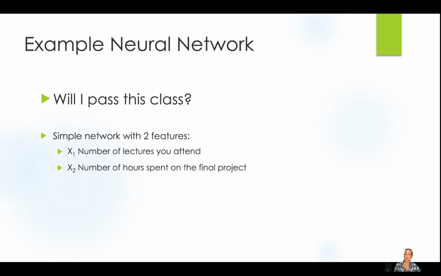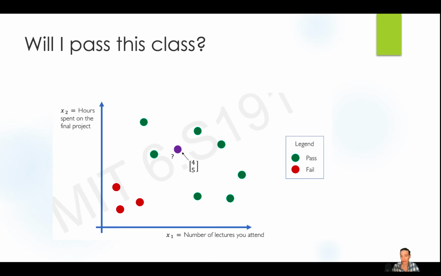So here's an example. Let's go through the calculation. Let's take a simple neural network with 2 features. Will I pass this class? It depends on the number of lectures you attend. It's not really the same. Let's say the number of video lectures you watch, and the number of hours spent on the final project. So we could represent all this in terms of these 2 variables. The green dots are the previous examples we've seen last year where people pass, green, or fail, red. And now we have a new student that is a purple one here, and we're wondering, do they pass or not?